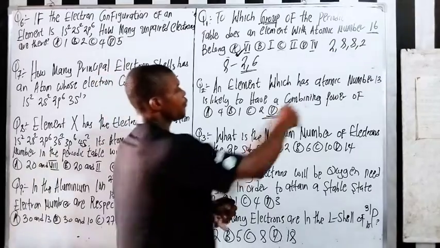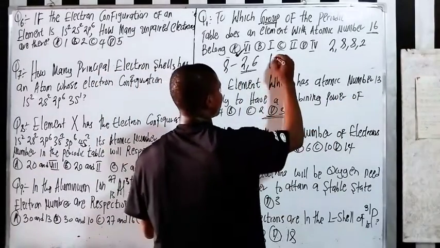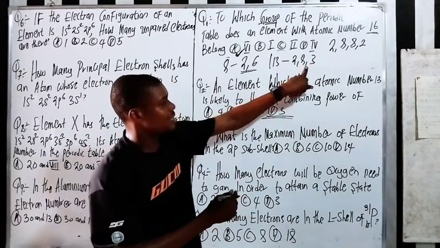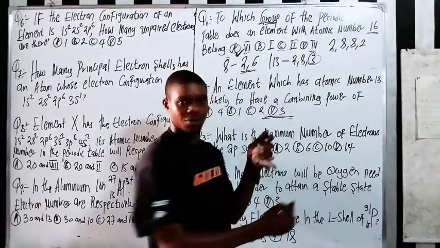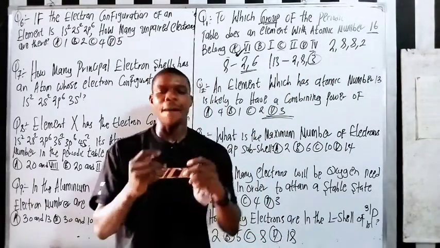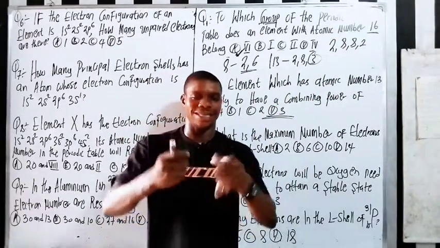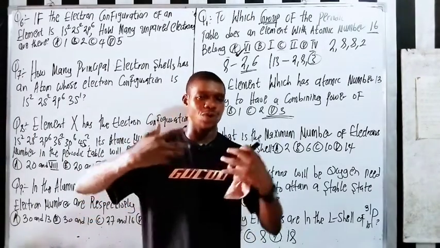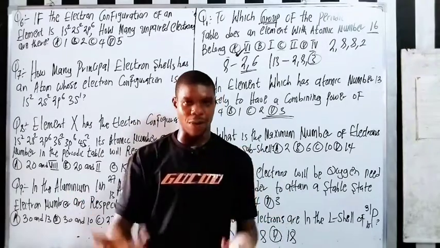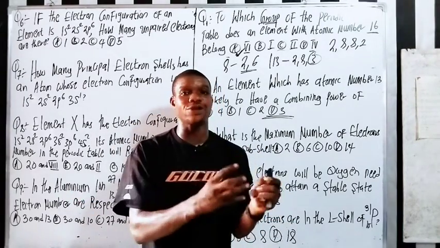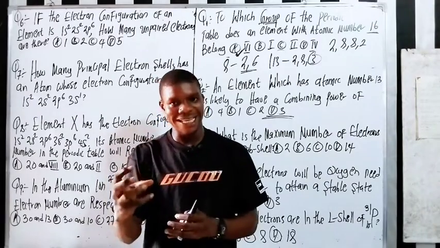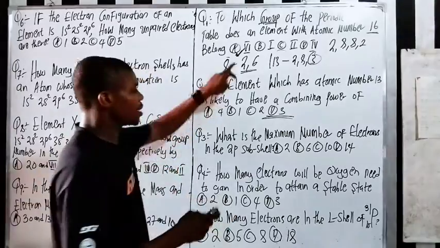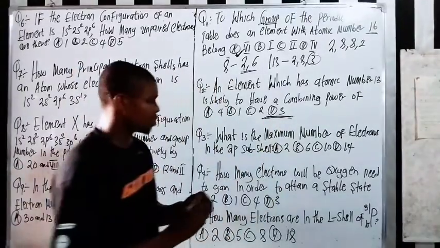But for 13, which is 2, 8, 3, for it to obtain the octet, it needs to give out its valence electrons. Metals in chemistry lose electrons, they do not gain electrons. That is their combining power. So the number of electrons an atom will lose or gain in order to obtain the octet configuration is its combining power. So for this one here, the answer is D, which is 3.